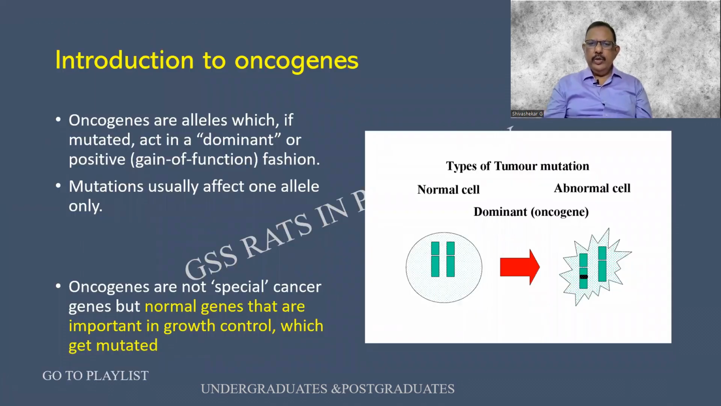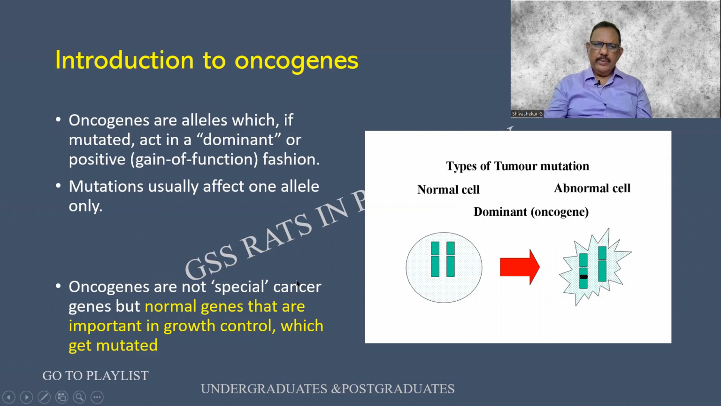The next comes the oncogenes. Oncogenes are alleles, and if they undergo a mutation, they act in a dominant or positive manner, a gain of function fashion. So the mutations affect only one allele, either the maternal or the paternal. So this is a normal cell, and you find that there is an abnormal cell. Only one chromosome, one region is becoming affected. So this becomes a dominant oncogene.